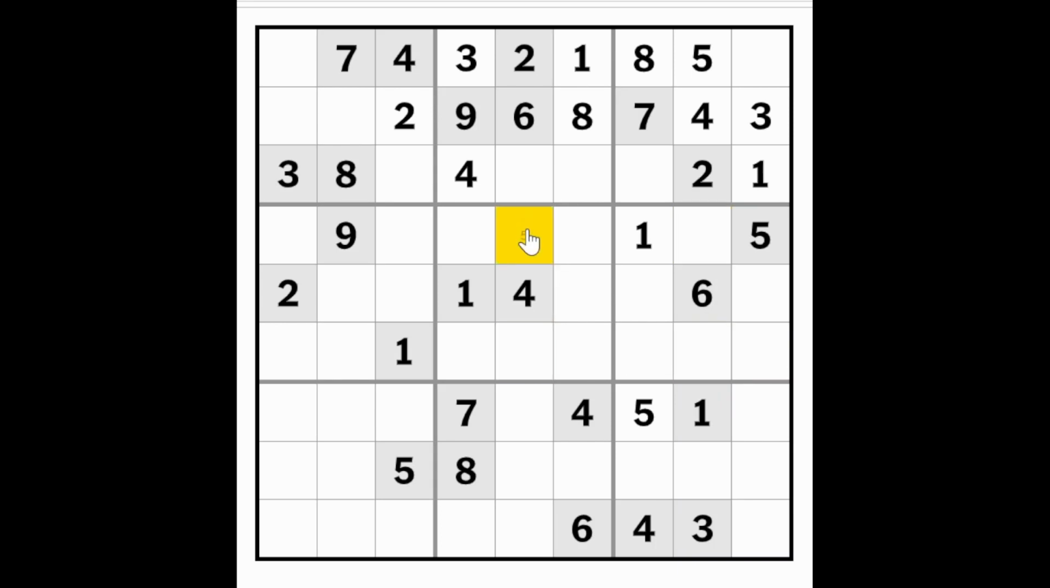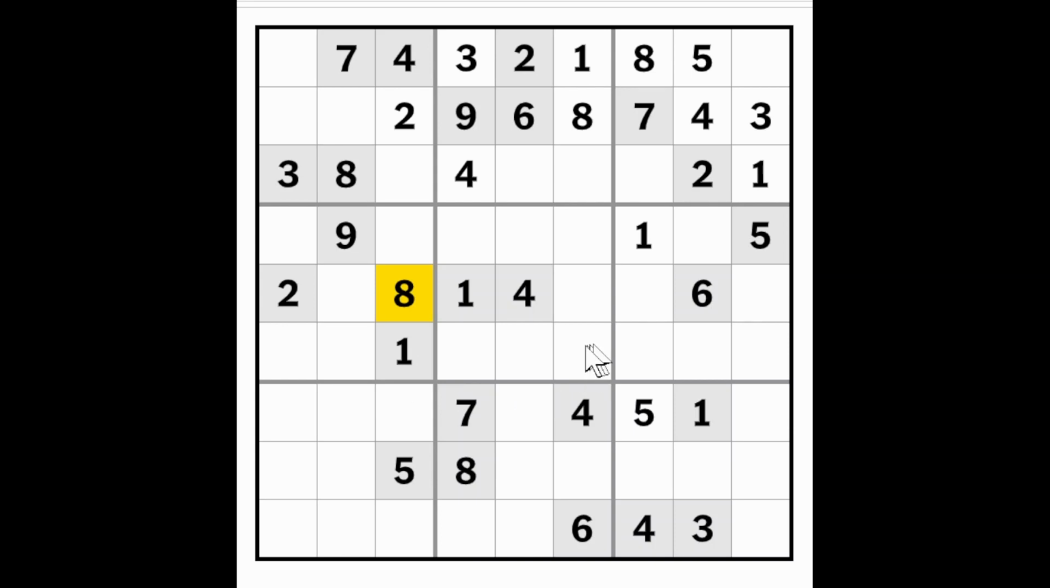Where now can we put an 8 in row 5? Not here, not here, not here, and also not here because of this 8. So this must be an 8. I like these neat patterns because they make sense and they satisfy my cravings for logic.